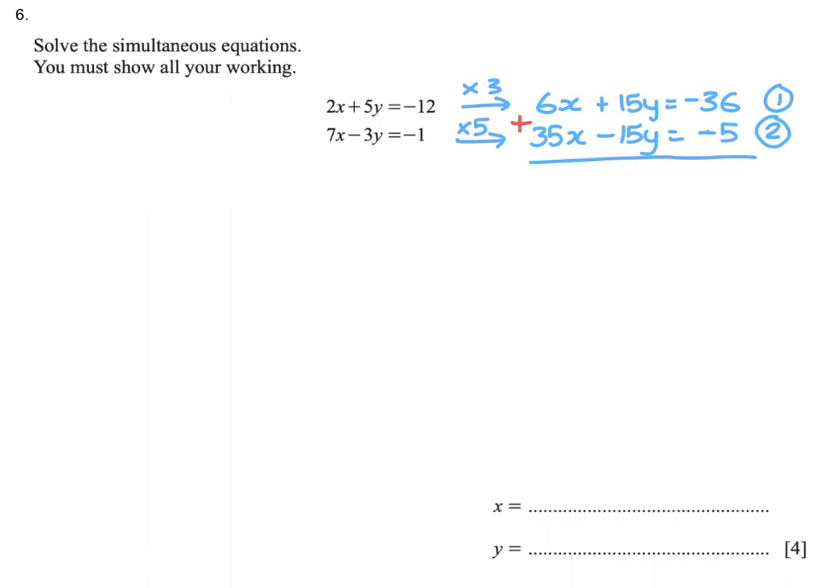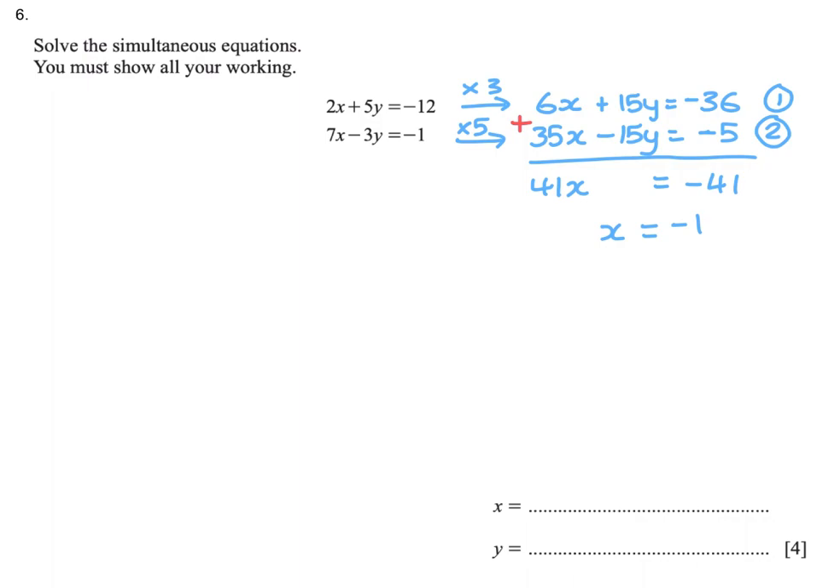So equation 1 plus equation 2 gives me 35 plus 6, so 41x. And then I've got 15 plus minus 15, so that's going to give me 0. And then at the end there, minus 36 minus another 5, so that gives me minus 41. So 41x is equal to minus 41, and therefore x is equal to minus 1.